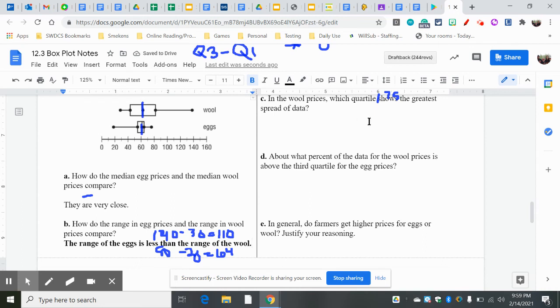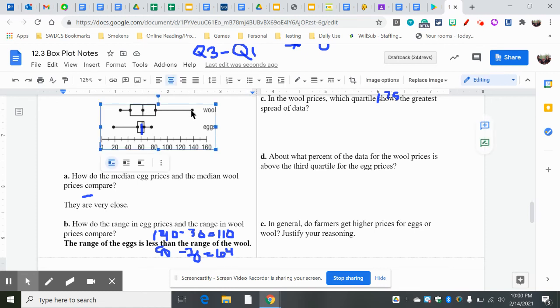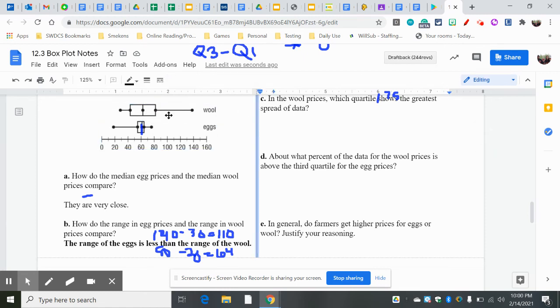In the wool prices, what quartile shows the greatest spread of data? So we are just looking at the wool prices here. Which of my quartiles, okay? So I know that I have, this is my first quartile, my second, third, and then my fourth quartile. Which one shows the greatest spread? Which one is the biggest? First, second, third, or fourth? You should have chosen fourth quartile. So make sure you write down that answer. That has the biggest spread, fourth, okay?